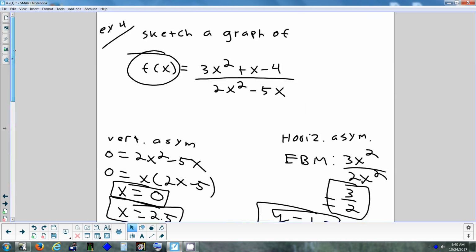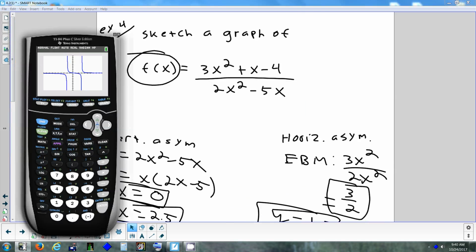We use our calculator for that. So 3x squared plus x minus 4, and it's a good idea to put that in parentheses, divided by 2x squared minus 5x. Let's start with our vertical asymptote at 0. Can somebody give me a number just a little smaller than 0?